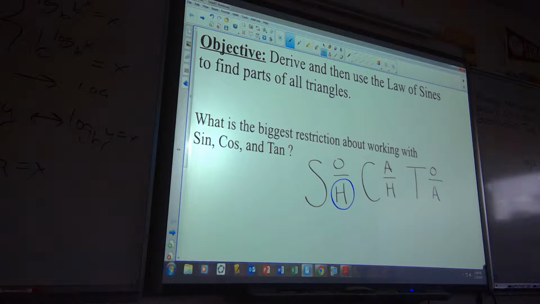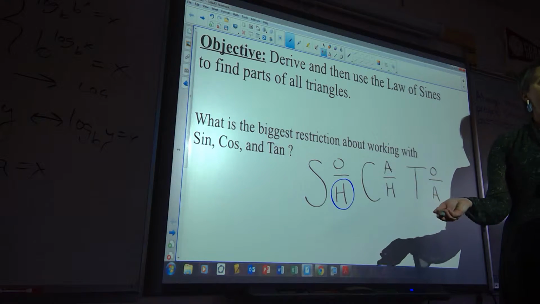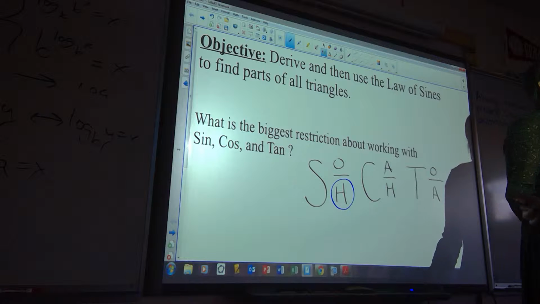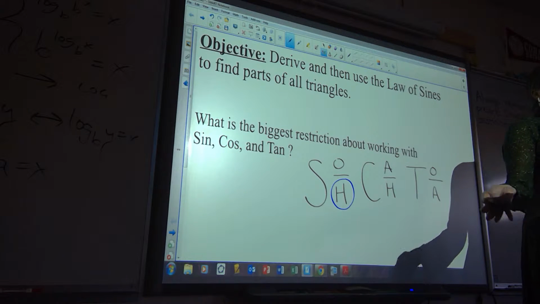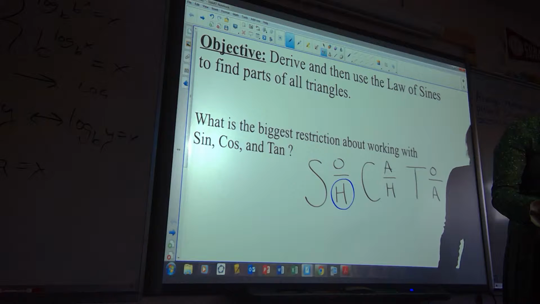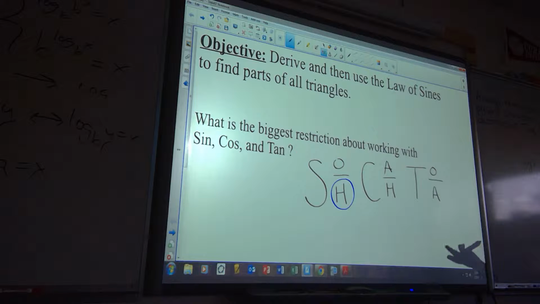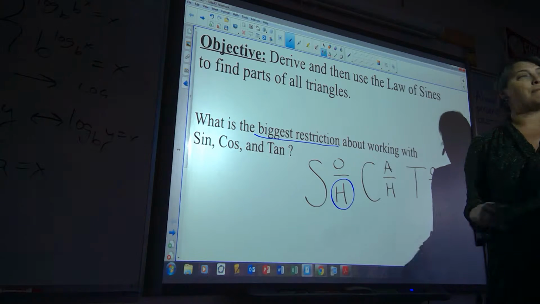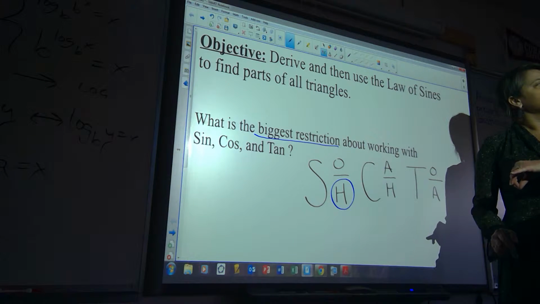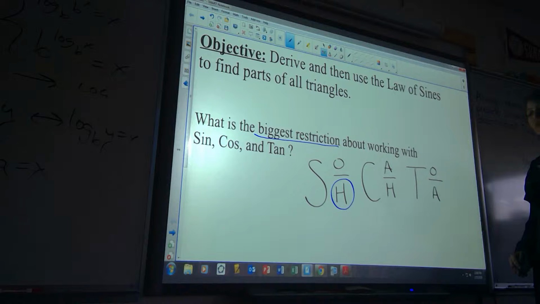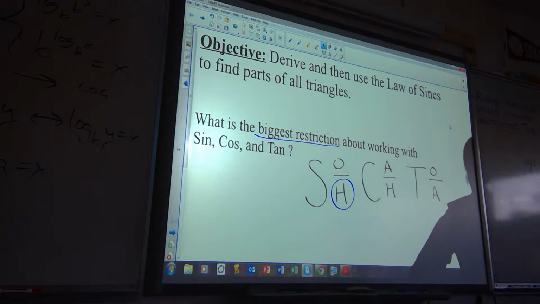That's exactly right. Does every triangle have a hypotenuse? No, right? An equilateral, equiangular triangle doesn't have a hypotenuse. So I couldn't use any of this if I needed to find some missing parts of a non-right triangle. So that's the biggest restriction about SOHCAHTOA, is that it only works with right triangles. Okay, so therefore, we have to develop these other two laws that we can use with non-right triangles so that we can find missing sides and missing angles.